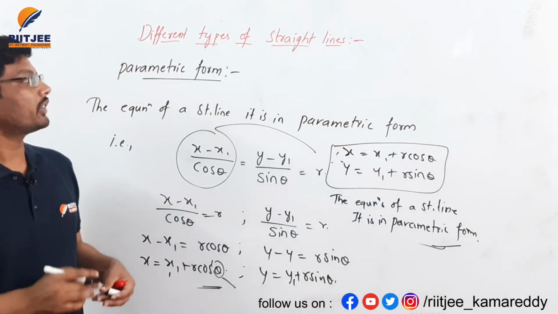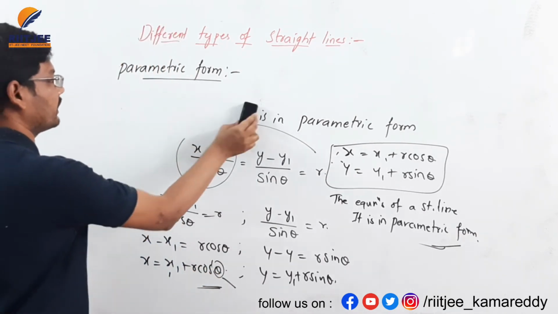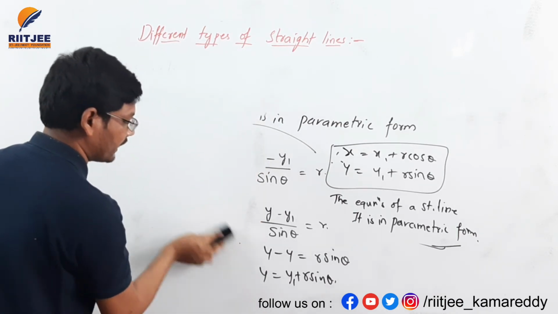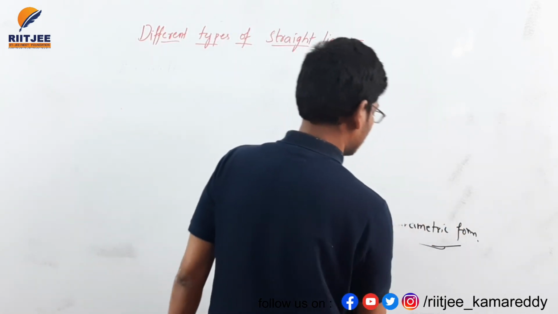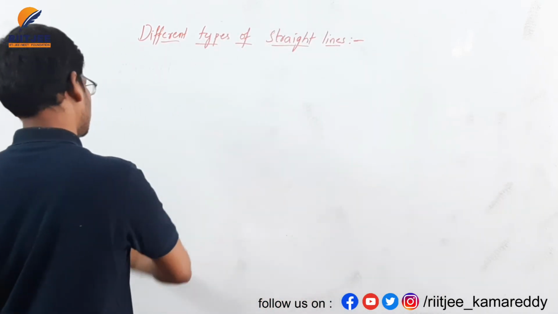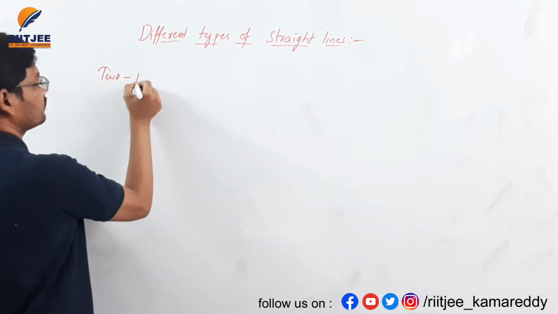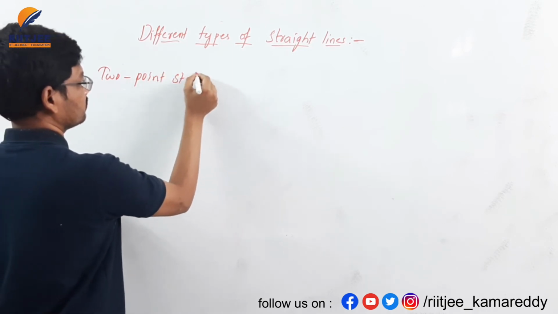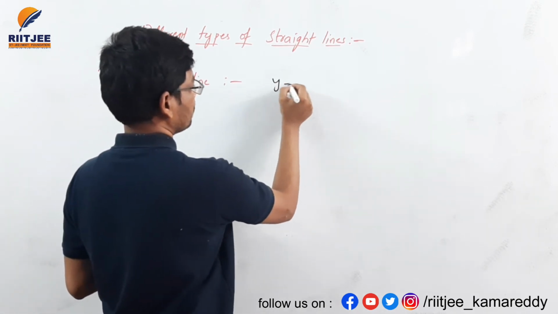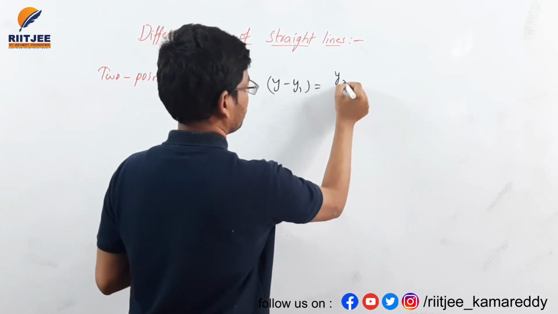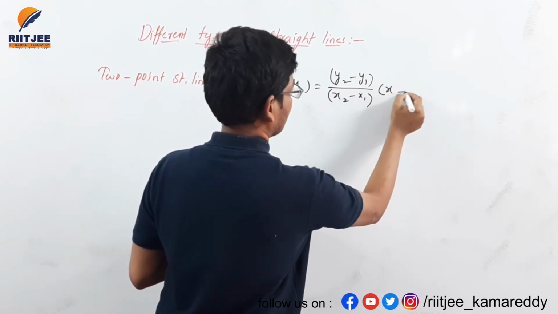This is all about the different types of straight line equation. This is the most important topic for straight lines, and briefly I am writing all the different types of equations here, so that you can easily compare and understand them. The first one is the two-point form: y minus y1 is equal to y2 minus y1 by x2 minus x1 into x minus x1.